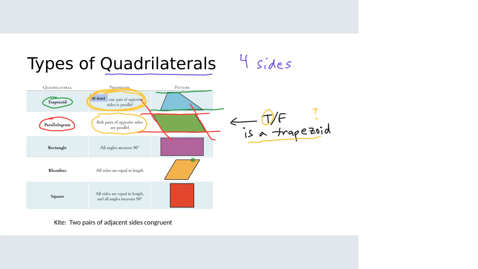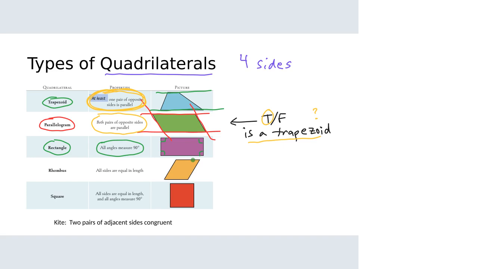All right, some more quadrilaterals that you're probably pretty familiar with. A rectangle. In a rectangle, it's a quadrilateral. All angles measure 90 degrees. And so we have four 90-degree angles in our rectangle. That's what makes it a rectangle. It's a quadrilateral where all the angles measure 90 degrees.